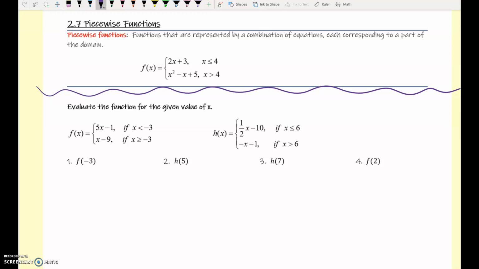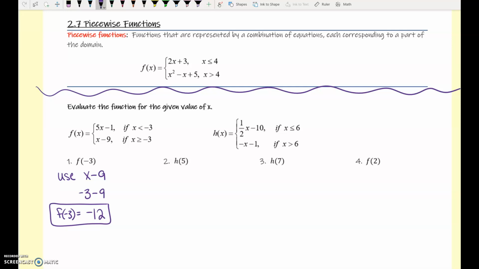-3 equals -3, so we are going to use this bottom equation. So we are going to use x minus 9. Plug -3 into that. What is -3 minus 9? -12. So f of -3 equals -12. This is just like the evaluating functions you've done before. There's just this added piece of, first you have to figure out which equation you need to plug it into based on the x value.